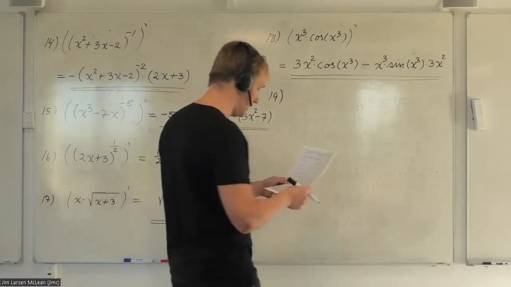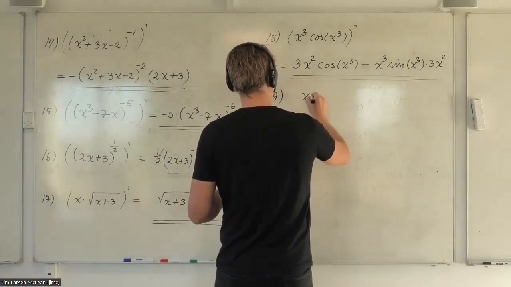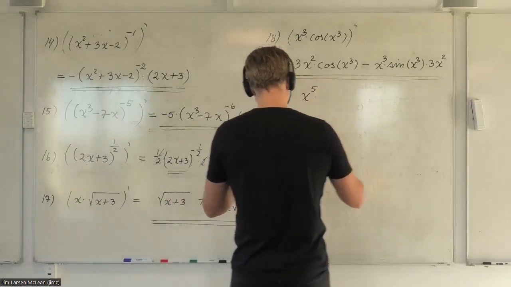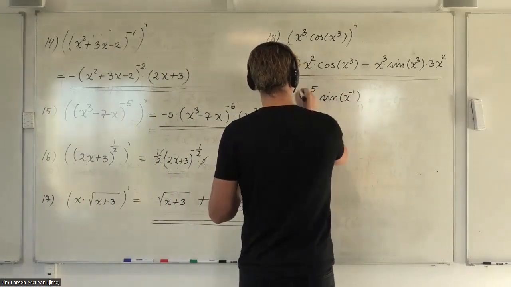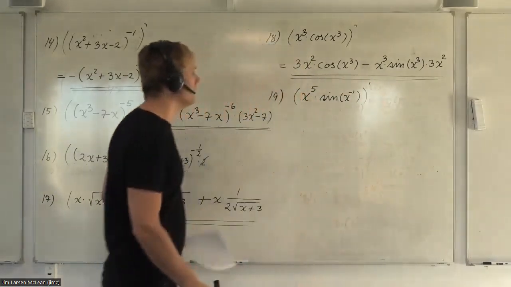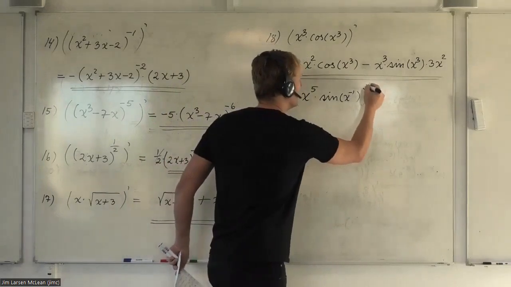I always forget. x to the fifth times sine of x to the negative first. So all of these I need to differentiate. And it's not a variable. It's a symbol I'm differentiating.